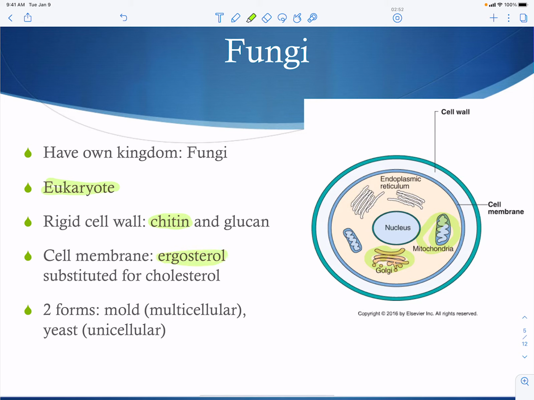They also in their membrane have another protein or another molecule. It's not really a protein, it's a fat, ergosterol. This is their substitute for cholesterol. And so that's going to be embedded in their cell membrane. Now, ergosterol is also going to be a target for antifungal agents as well. And again, you're going to have two kinds, multicellular, which is called our molds, and our yeast, these are single cellular.